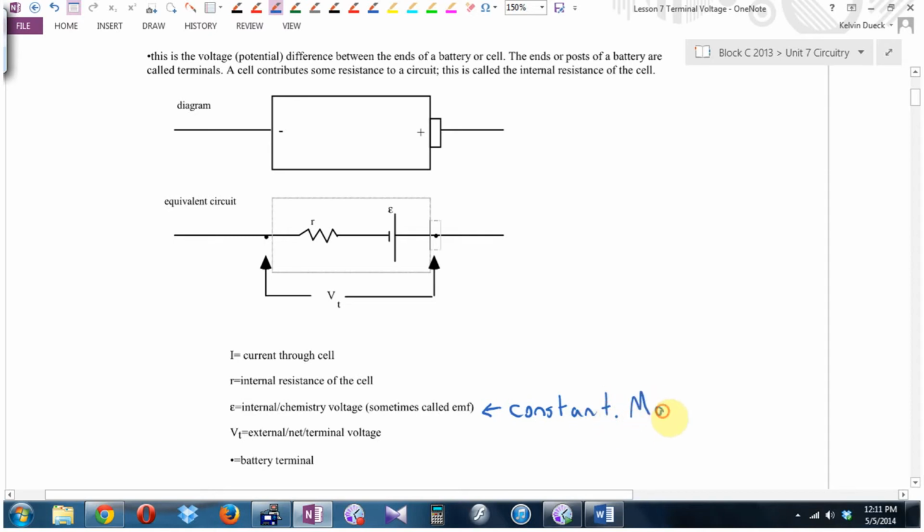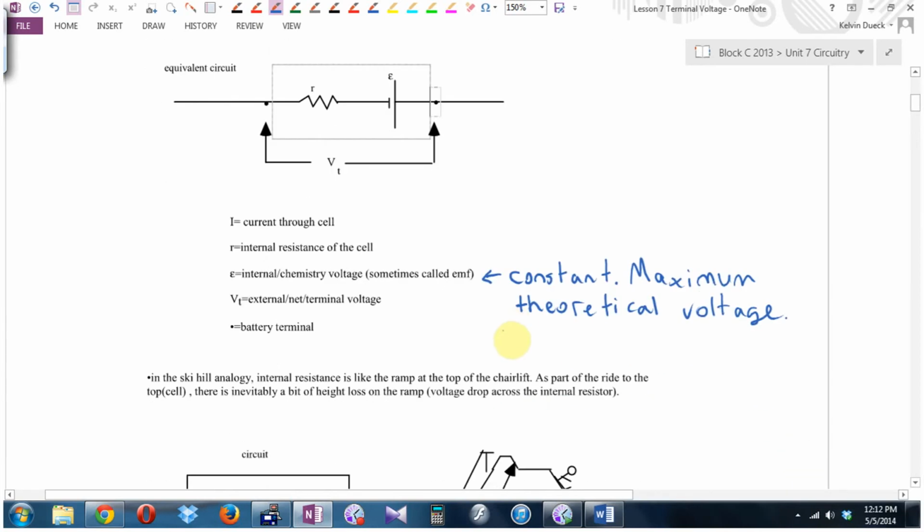This is the maximum theoretical voltage. If you're talking about a battery, it's printed on the label.